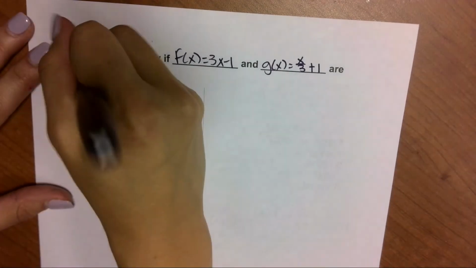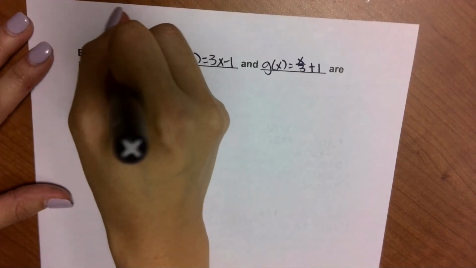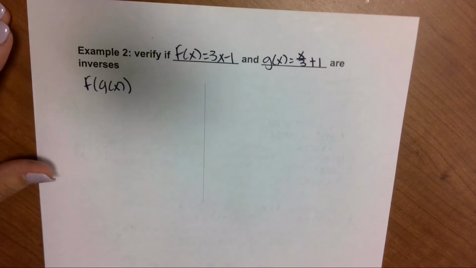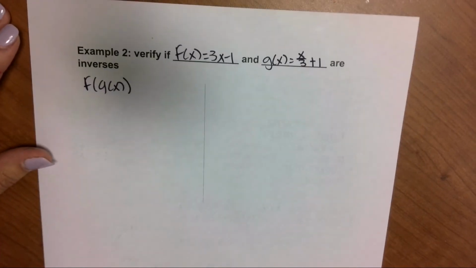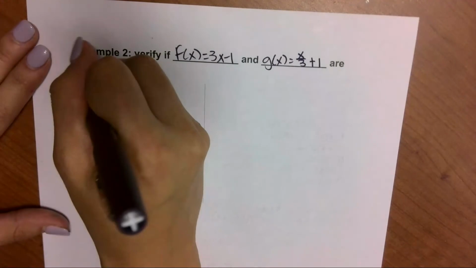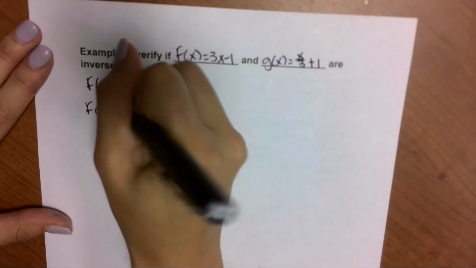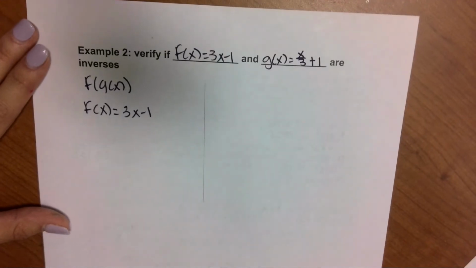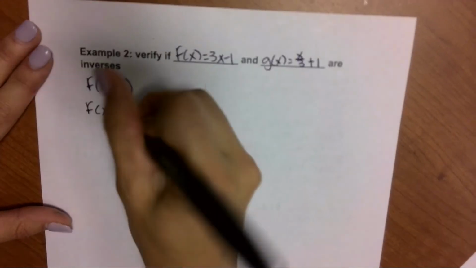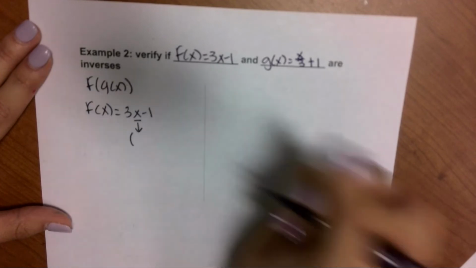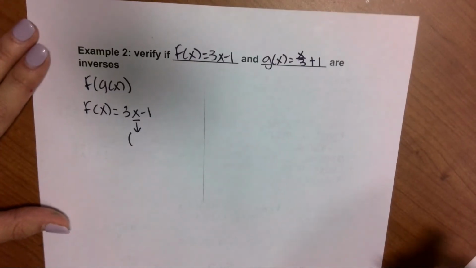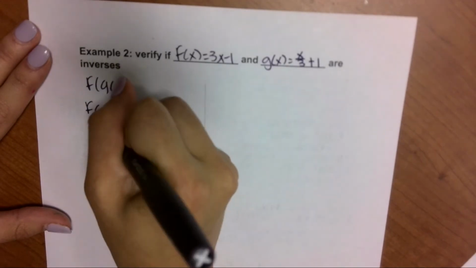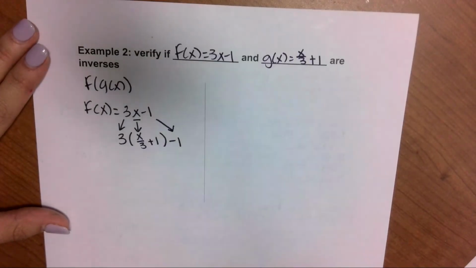All right, so we're going to start with f of g of x. What am I starting with? F, which is 3x minus 1. What am I replacing the x with? X over 3 plus 1. I'm carrying down my front 3, carrying down my minus 1.